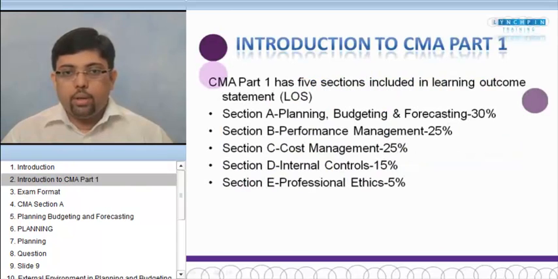CMA Part 1 consists of 5 sections: Financial Planning, Budgeting and Forecasting, which is 30% of the marks; Performance Management, which is 25% of the marks; Cost Management, which is also 25% of the marks; Internal Controls, which is 15% of the marks; and Professional Ethics, which is 5% of the marks. This is the smallest section, but one of the critical sections for passing the examination.